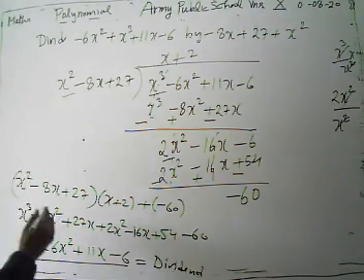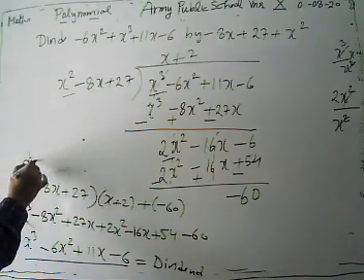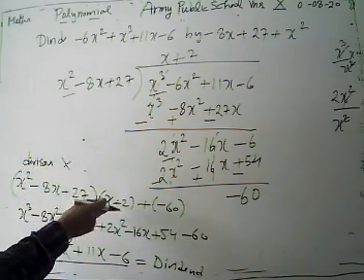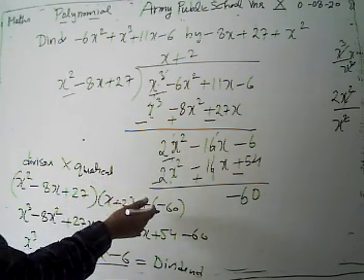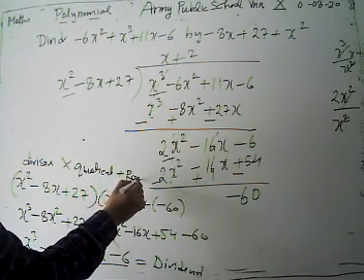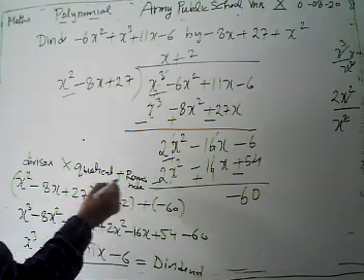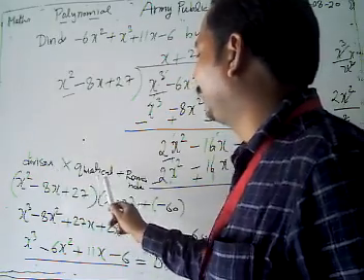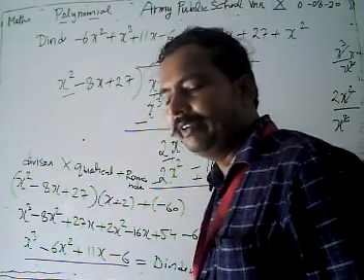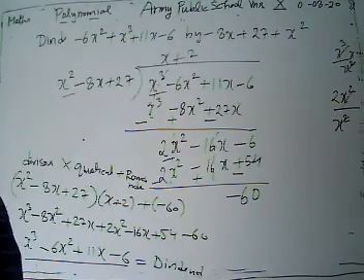We start with the divisor, this is our quotient, and plus our remainder. Divisor into quotient plus remainder, we get our dividend. This is our division algorithm for polynomials.